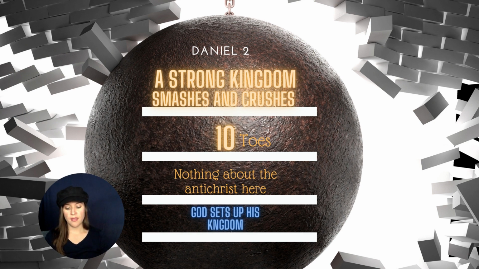Okay, so then verse 41 goes on to talk about the 10. So we know that right before the 10, the atmosphere of the world is going to be this overwhelming kingdom that is going to smash and crush the earth.